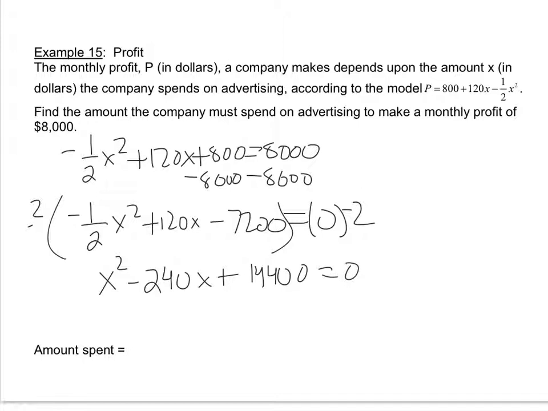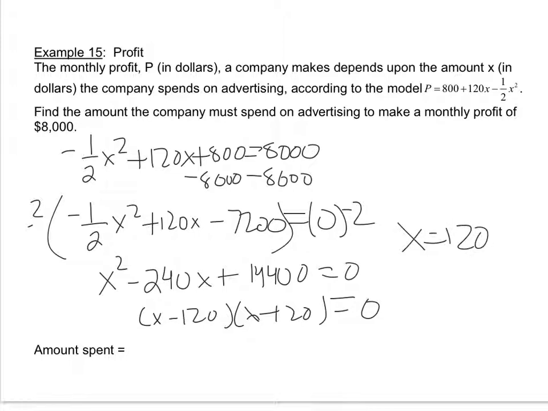Now you can try to factor, you can try to do quadratic formula. Let's see what works. So this is going to factor into X minus 120, X minus 120. So you get X equals $120. They're both 120, so you only need one of them. Okay. Let's take a look at one more.